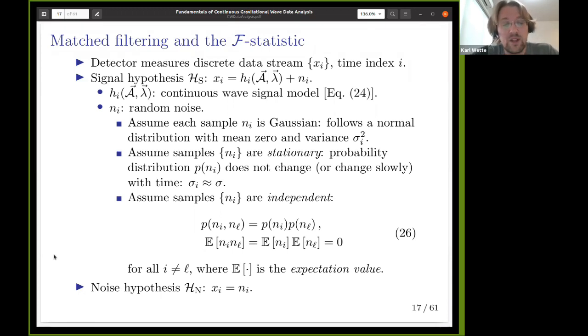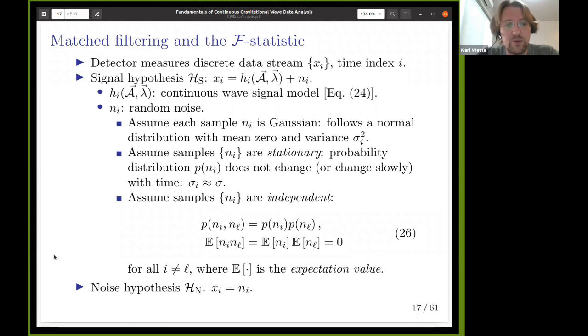And then we'll assume that the samples n_i are stationary. What that means is that we assume the probability distribution of the noise samples doesn't change, or changes relatively slowly with time. So we can pull out the standard deviation, drop the time dependence, and just call it sigma. Now that isn't always satisfied, but it's usually satisfied on some long enough period of time that you can break up the data into those segments and then treat the data as being stationary on that time scale.